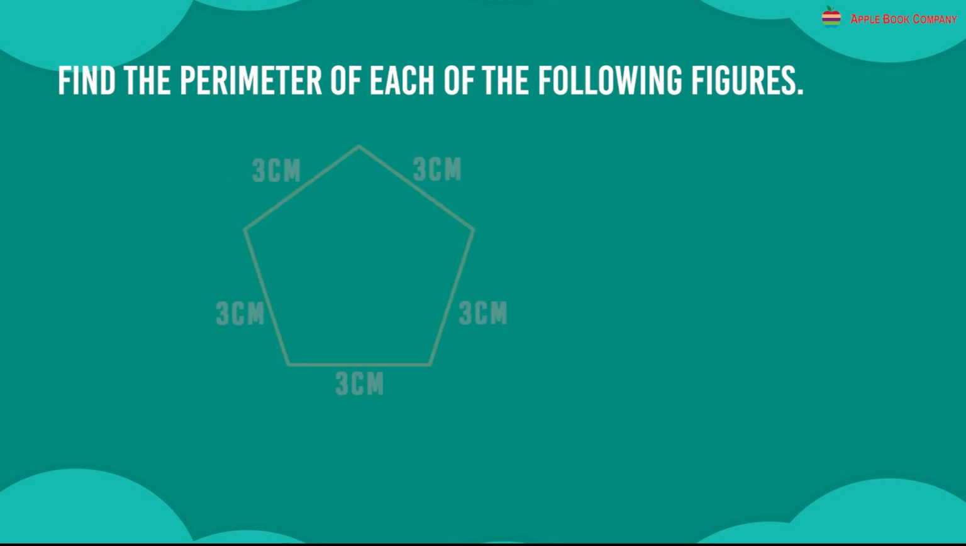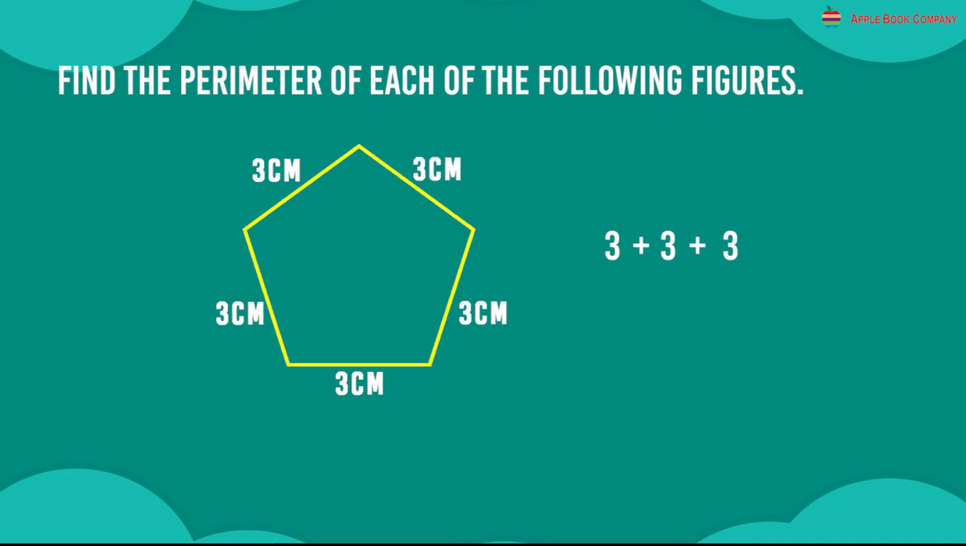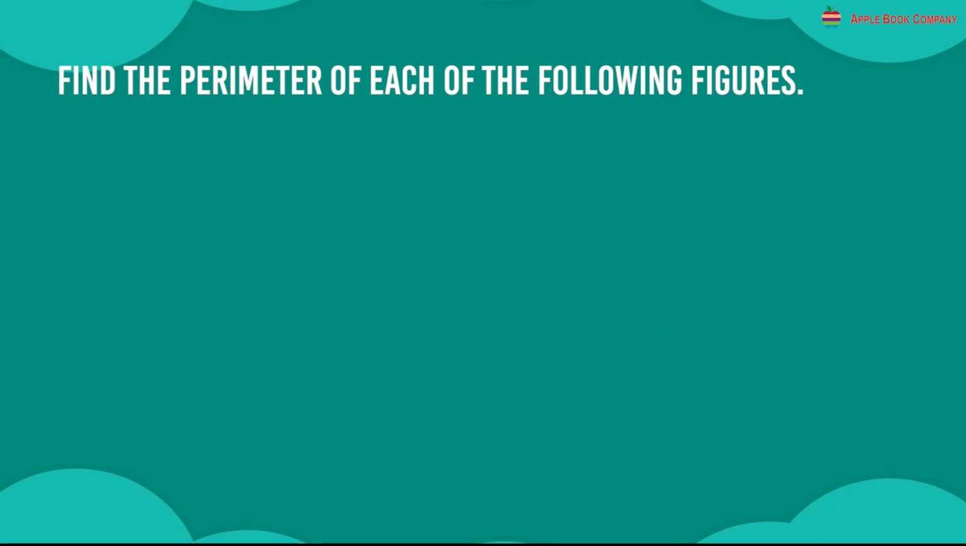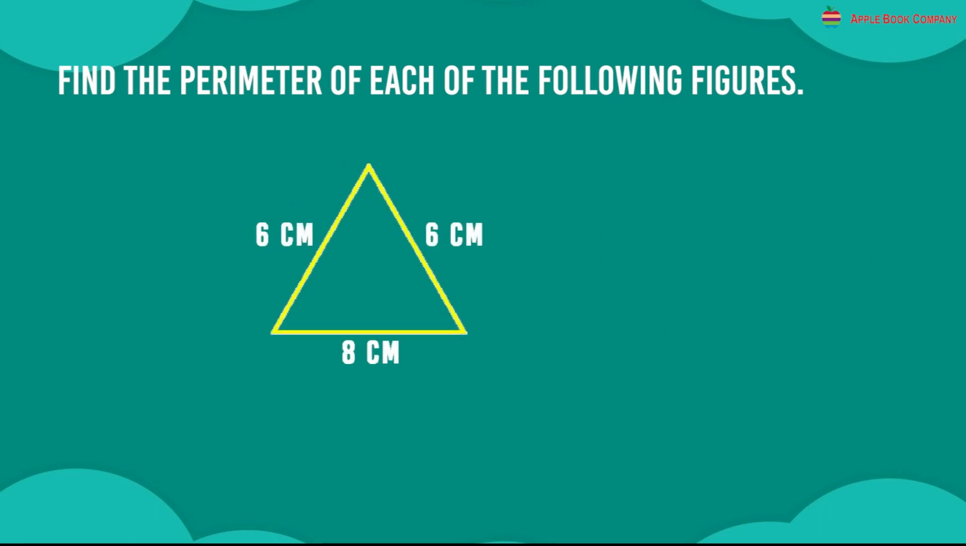The next one is a pentagon. The perimeter of a pentagon is the sum of all the sides together, that is 3 plus 3 plus 3 plus 3 plus 3, which is 15. The next one is a triangle. The perimeter of a triangle is the sum of all the sides, which is 6 plus 8 here, that is 20.